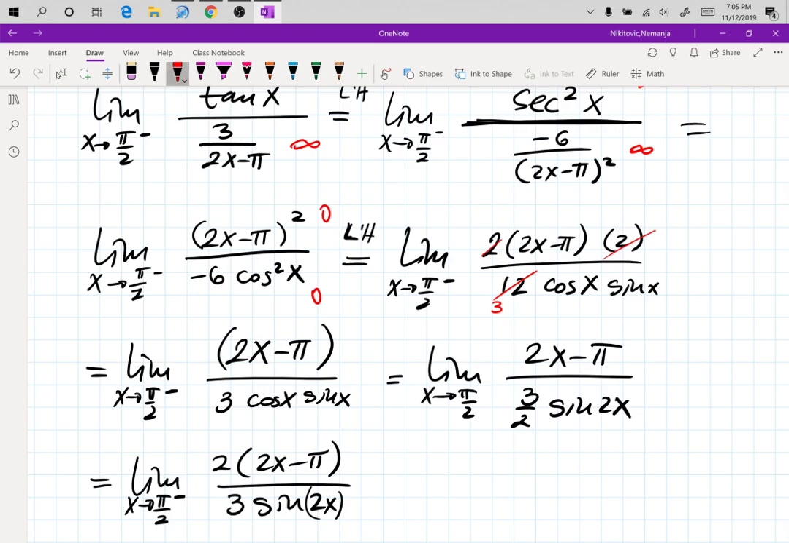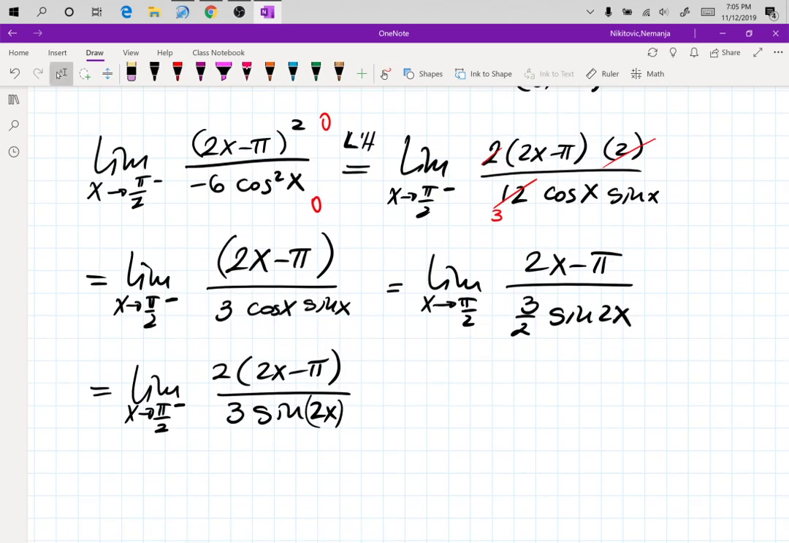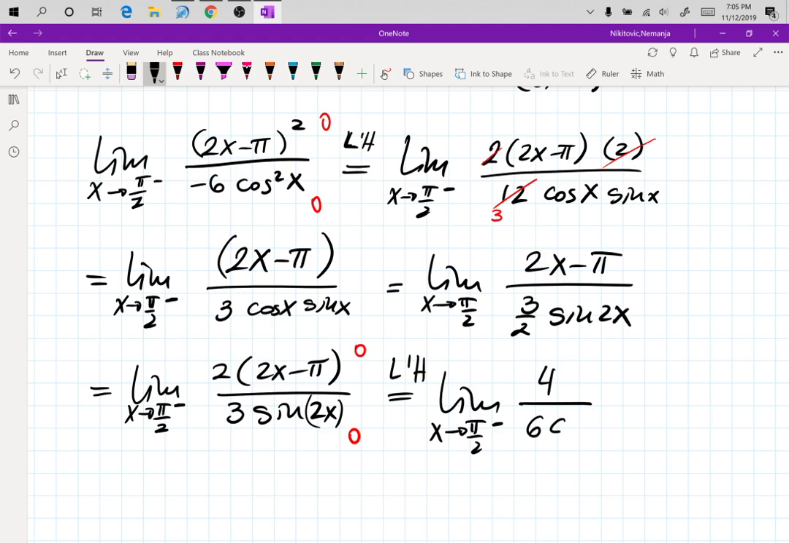And now when you take the pi over 2 inside, pi over 2 will give you sine of pi, which is still 0. So we have 0 over 0, and we can use L'Hopital again. And I think this is the last time, because we should be able to solve it. The derivative in the numerator is 4, because derivative of 2x is 2, and then times 2 in front. Derivative of minus pi is 0. So derivative is just 4, and the denominator, derivative of sine x is cosine x, and 2 jumps in front, 6 cosine 2x.